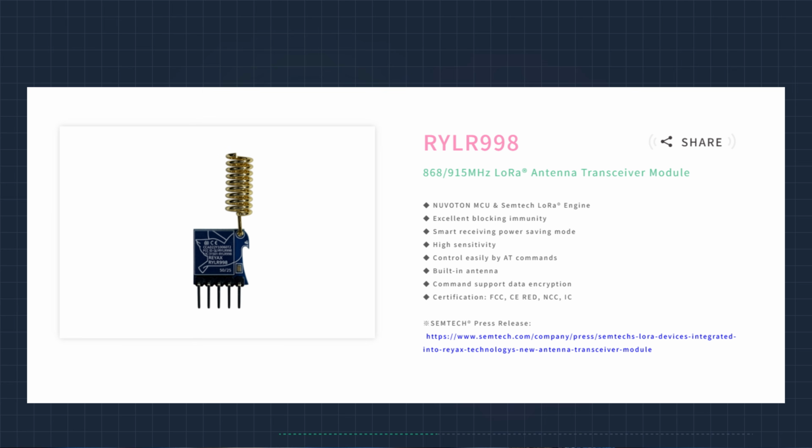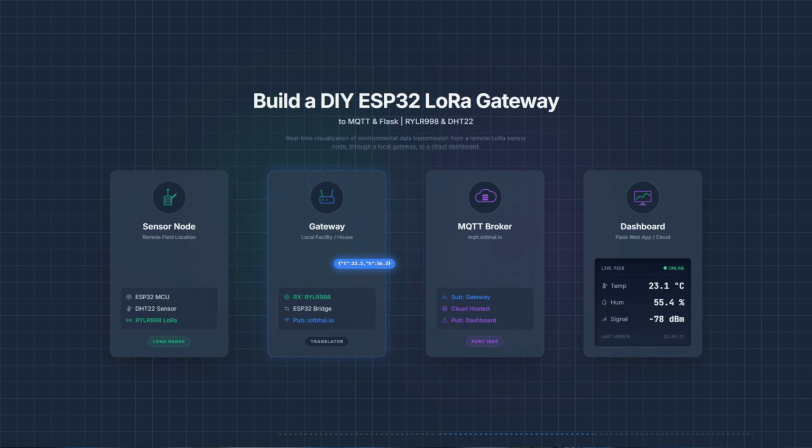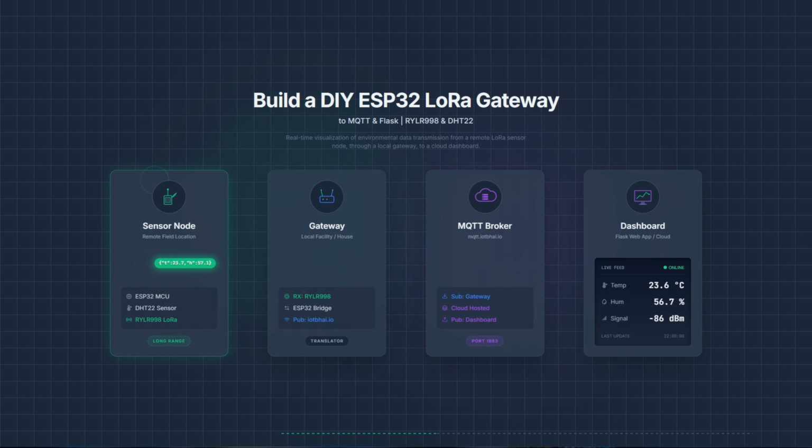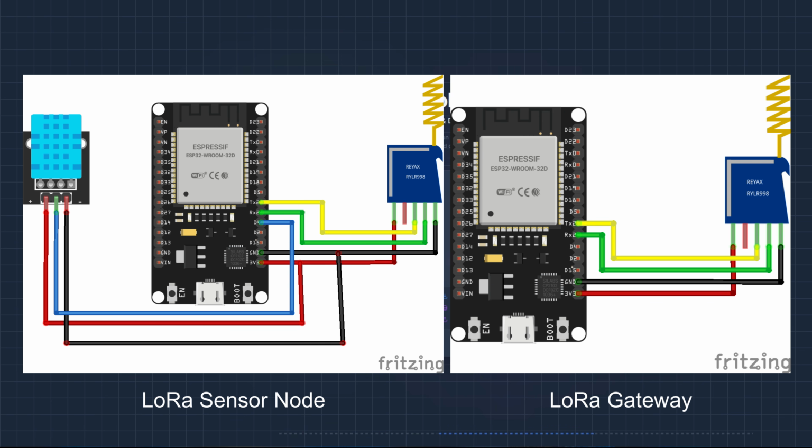So we're going to use the RYLR998 LoRa module, and you already know this is the second video of this series, and we already completed the first setup video. So if you are new in this video, then please watch the first video on how to set up the circuit. Okay, so we will use the same circuit diagram as before, but this time we will add a DHT11 sensor to our sensor node, and the gateway node is exactly the same.